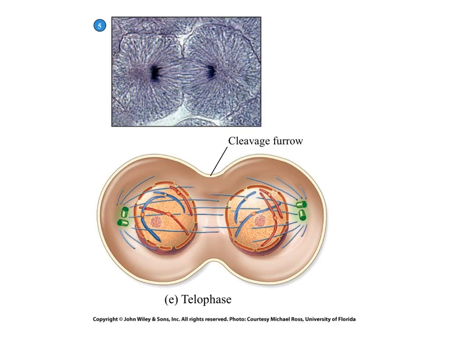And then finally we get telophase. And telophase is the opposite of prophase, where the nucleus is reforming. The nuclear envelope reforms, and the DNA is uncoiling. Okay, so it's going back to being chromatin at this point versus chromosomes, okay? It's becoming chromatin at this point versus chromosomes.